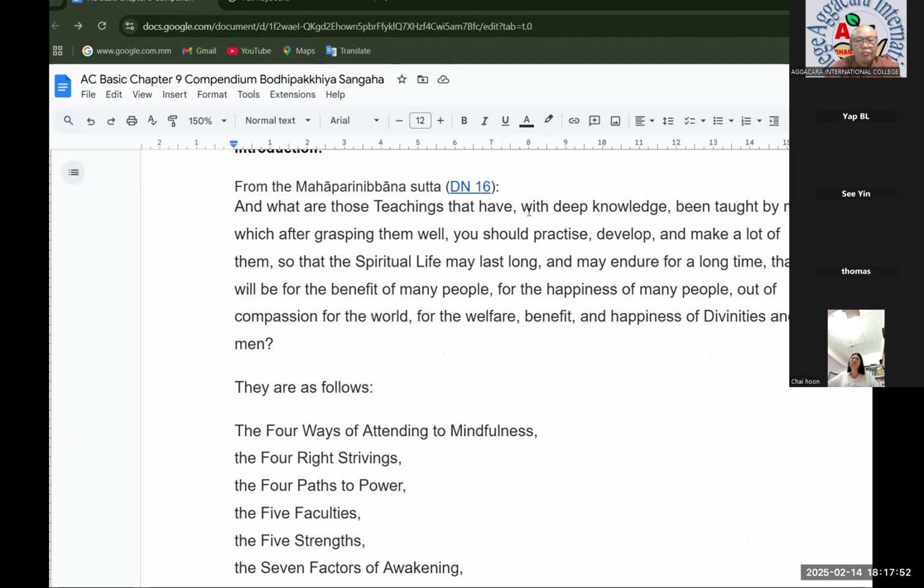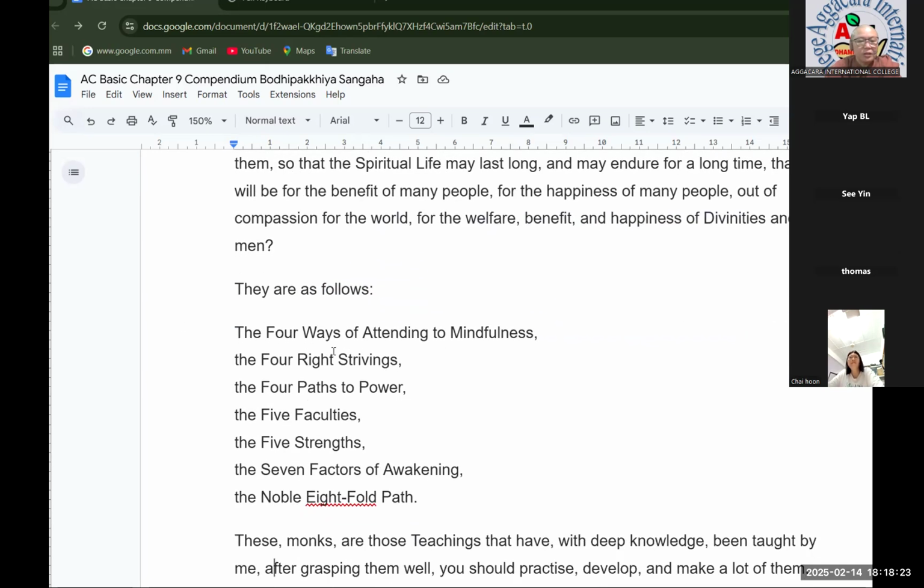And what are those teachings which with deep knowledge have been taught by me, which after grasping them well, you should practice, develop, and make much of, so that the spiritual life may last long, may endure for a long time, for the benefit of many people, for the happiness of many people, out of compassion for the world, for the welfare, benefit, and happiness of gods and men, all right? So these are this one. This is Satipatthana. This one you see Bala, Indriya, and so on. So 1, 2, 3, 4, 5, 6, 7.